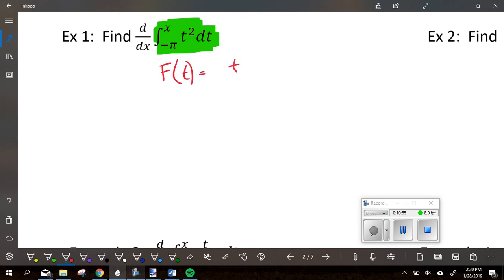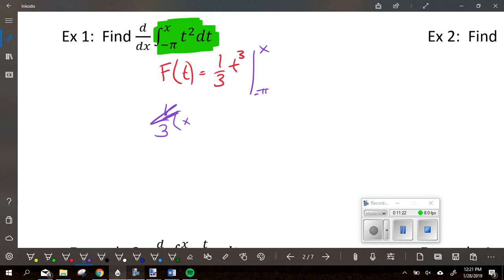I'm going to increase my exponent, so my new exponent is going to be 3, and then 1/3. Right idea there. He's increasing the exponent and dividing by the new exponent, so it's 1/3 t cubed. Cool, we found that. Then we go upper bound minus lower bound. We're evaluating that thing, starting at negative pi and going to x. So it's 1/3.